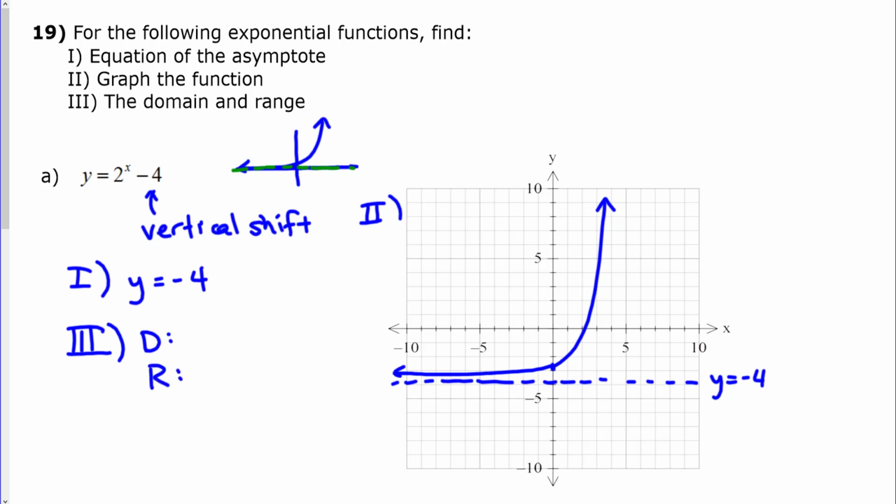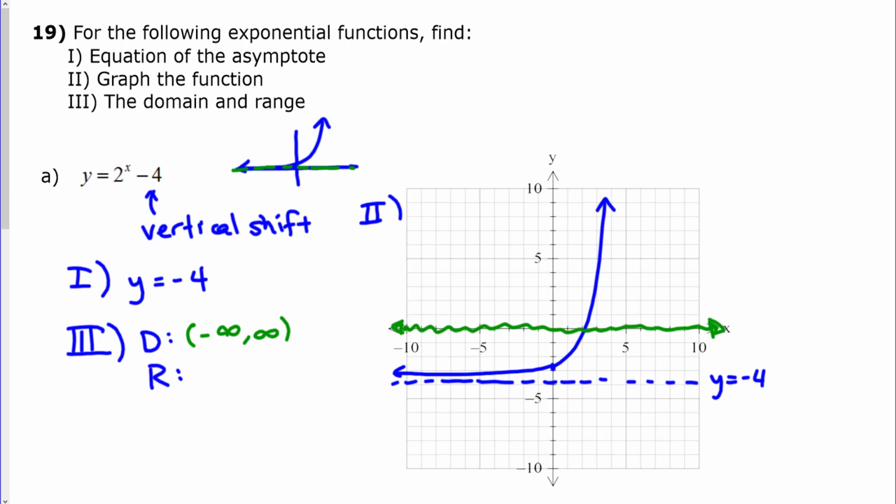Well, the domain is everywhere on the x-axis. This function is defined, which means no matter what number you have, you can plug it into this function and get an answer out. Again, if you imagine smashing this graph up against the x-axis, this is what your graph would look like. So the domain here is the values -infinity to +infinity.